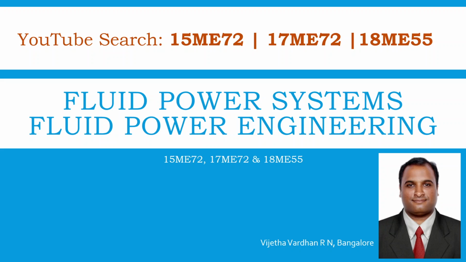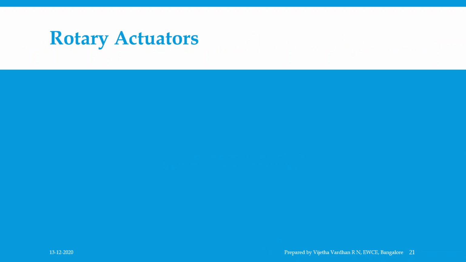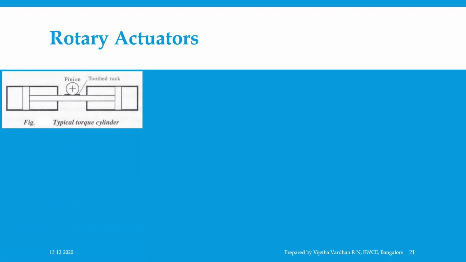Now let's start session number 41, which is based on rotary actuators. Rotary actuators are those wherein reciprocating motion of a cylinder is converted into rotary motion of limited rotation. There are two forms of pneumatic rotary actuator. They are the torque cylinder, also called a semi-motor, and the second one is single or paired diaphragm cylinders. We'll discuss them one by one.